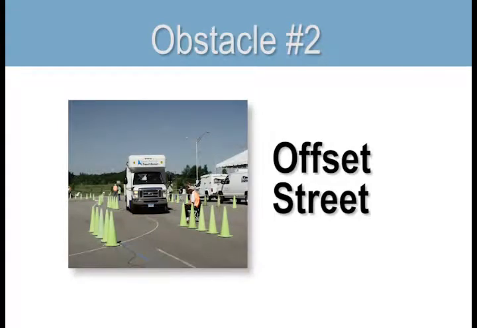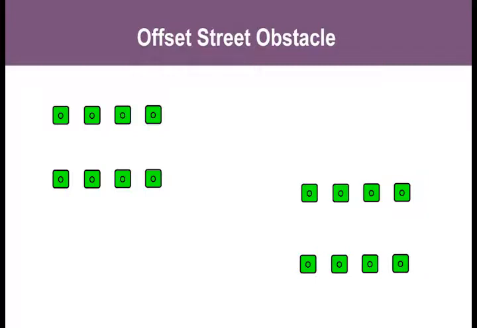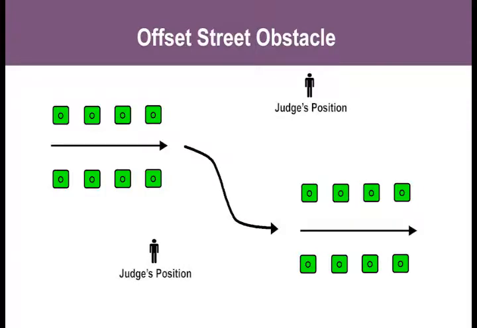The next obstacle is called the offset street. This is a test of the contestant's ability to drive through 2 separate narrow lanes that are offset 1 full lane. Cones are used to designate the 2 narrow lanes. Make sure you mark around the outside edge of each cone, so the judge can place it back in the correct location in case it gets hit.